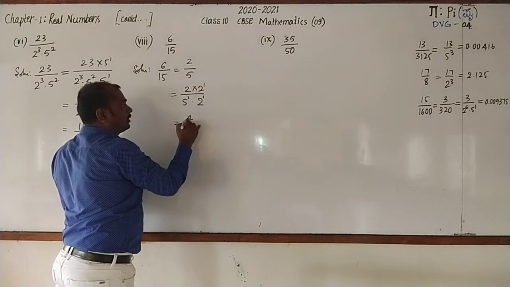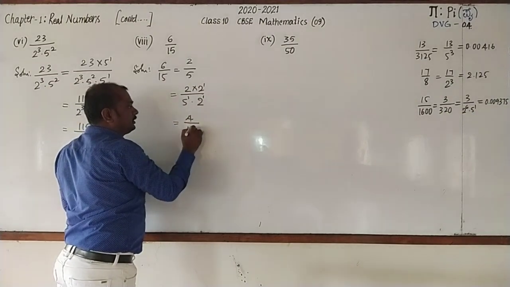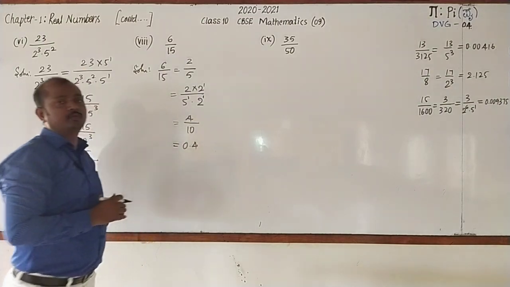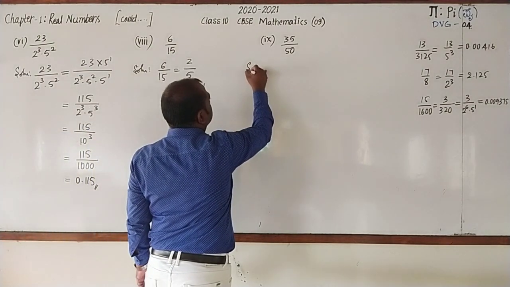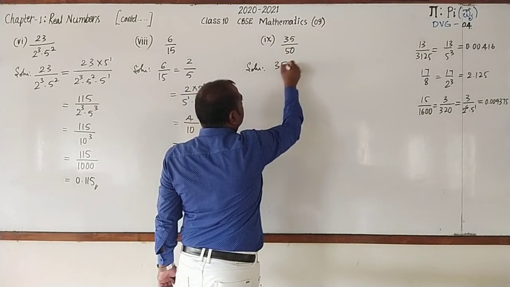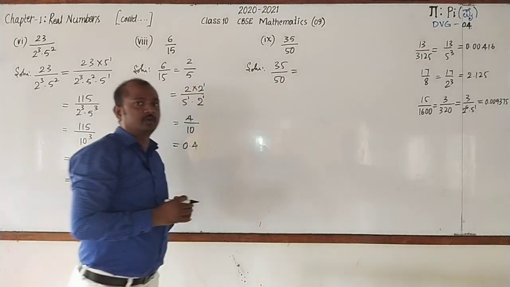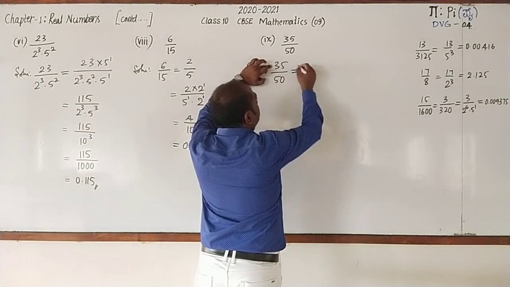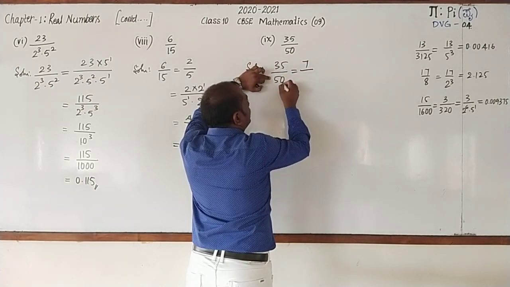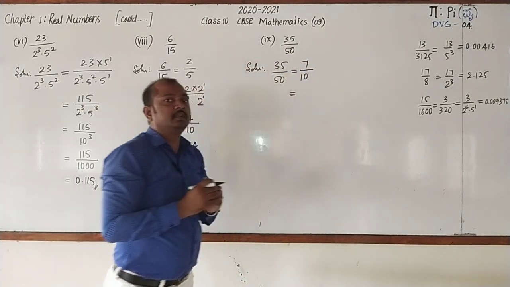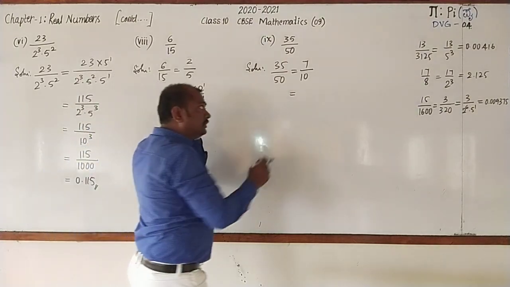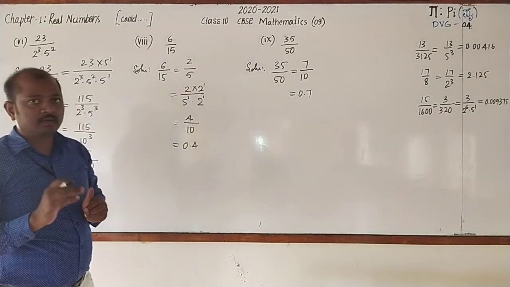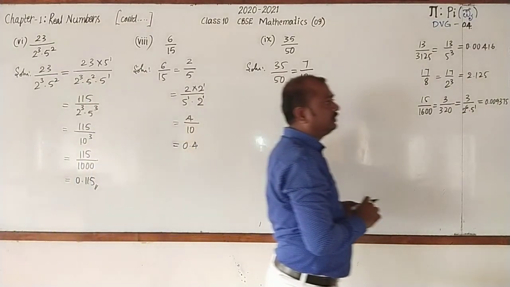2 raised to the power 1 is 2. 2 2s are 4, and 5 2s are 10. 10 raised to the power 1 is 10 only. 4 by 10 is 0.4. Next, come to this: 35 by 50. You can observe that here also 35 and 50 are not co-primes. Hence you can go for cancelling them. 5 7s are 35, 5 10s are 50. Already in the denominator the whole number 10 is there, therefore it can be written as 0.7. Clear?